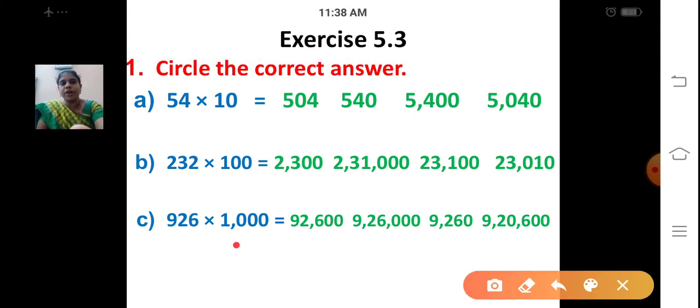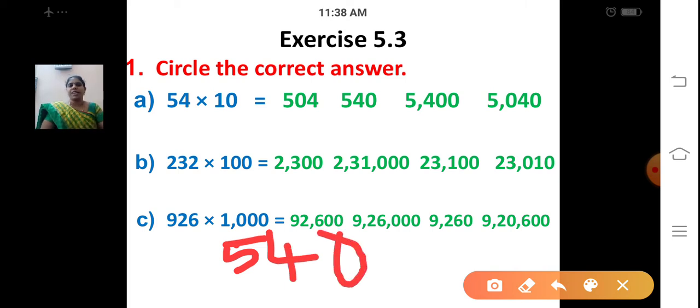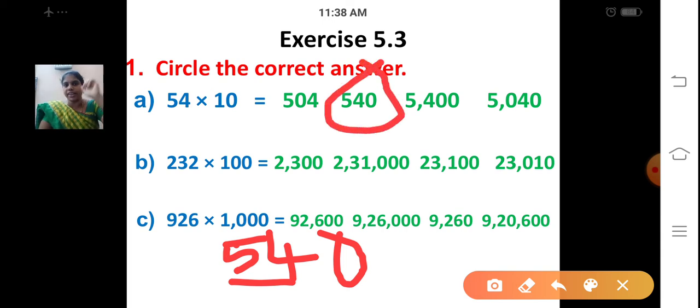Write the number followed by how many zeros? Here, 1 zero, right? The 4 options are 504, 540, 5400, 5040. Which is the correct option? While multiplying by 10, what you have to do? Write the number followed by 1 zero. So, what is the answer? 540. Circle the correct answer. 54 into 10 is 540.